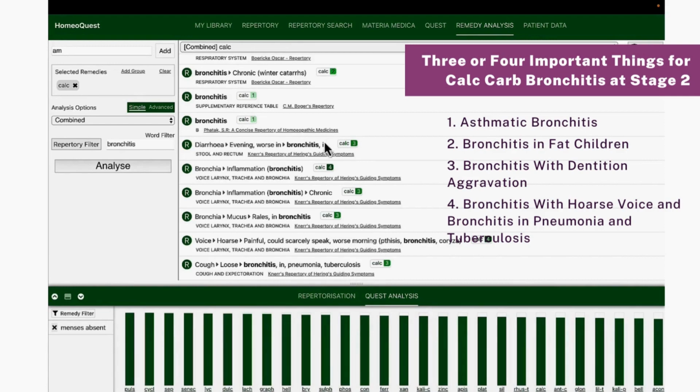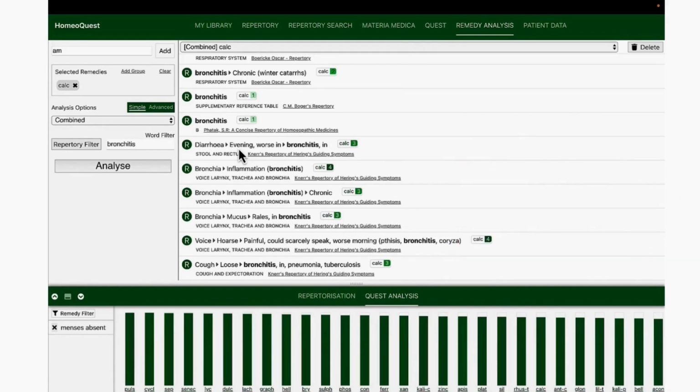There's another interesting thing, bronchitis with diarrhea in the evening. So you get those keynotes, and there are 4 or 5 keynotes for every such therapeutic, sort of diagnostic symptom or every such clinical condition where Calc Carb can be used. Right? Now, stage 2, remember, is not just about physical problems or local issues. You can have something like a mental issue as well.